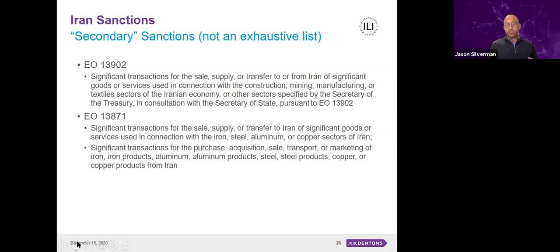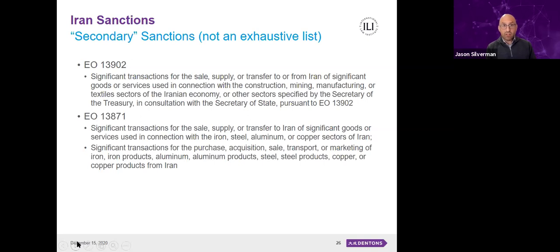And so the way these work is that the Secretary of the Treasury can designate these sectors as being sanctionable and can add entities deemed to operate in those sectors to the SDN list, and then can add entities that are not part of those sectors, but that engage in certain sanctionable activity with those sectors to the SDN list or subject them to the other restrictive measures we discussed on the last slide.